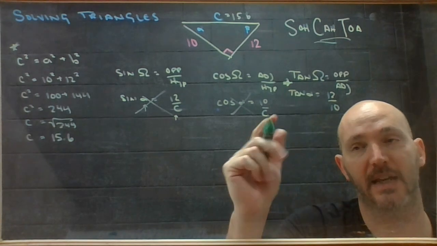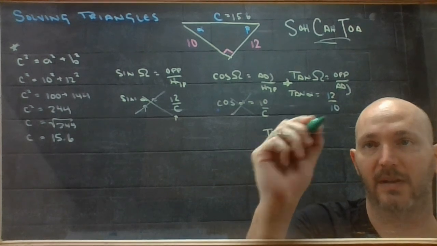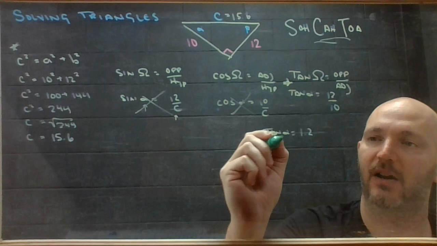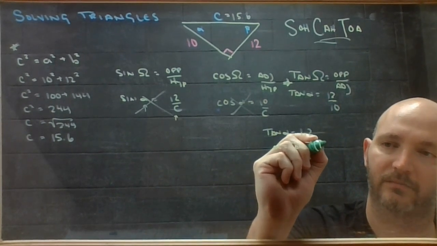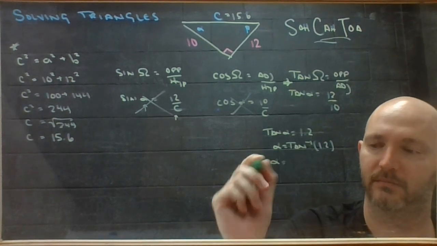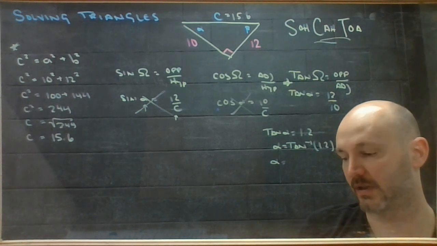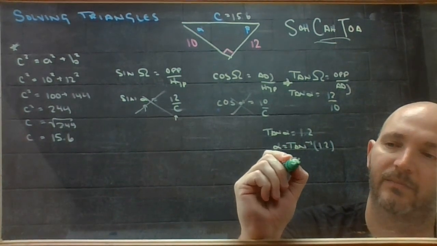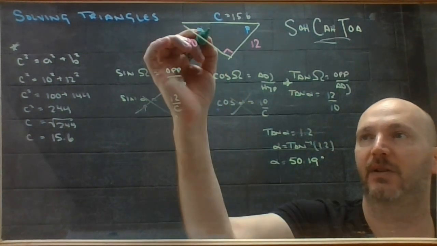I have a setup for tan that I could finish. So tan alpha, 12 divided by 10, is 1.2. So then I need to arctan 1.2. Shift tan 1.2. It's 50.19 degrees. That was alpha, so that's here.